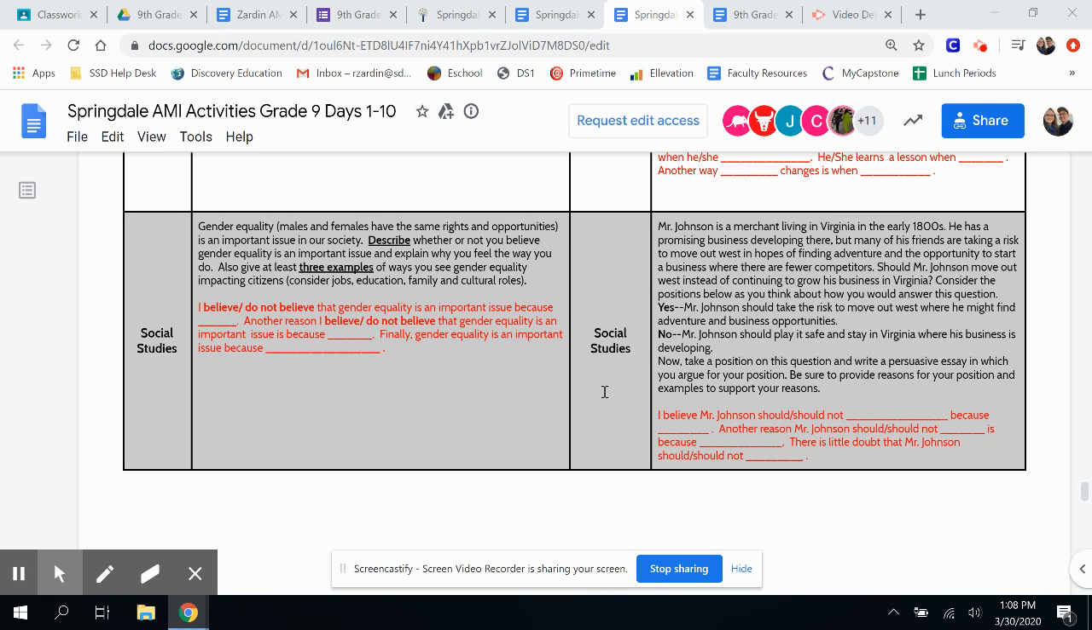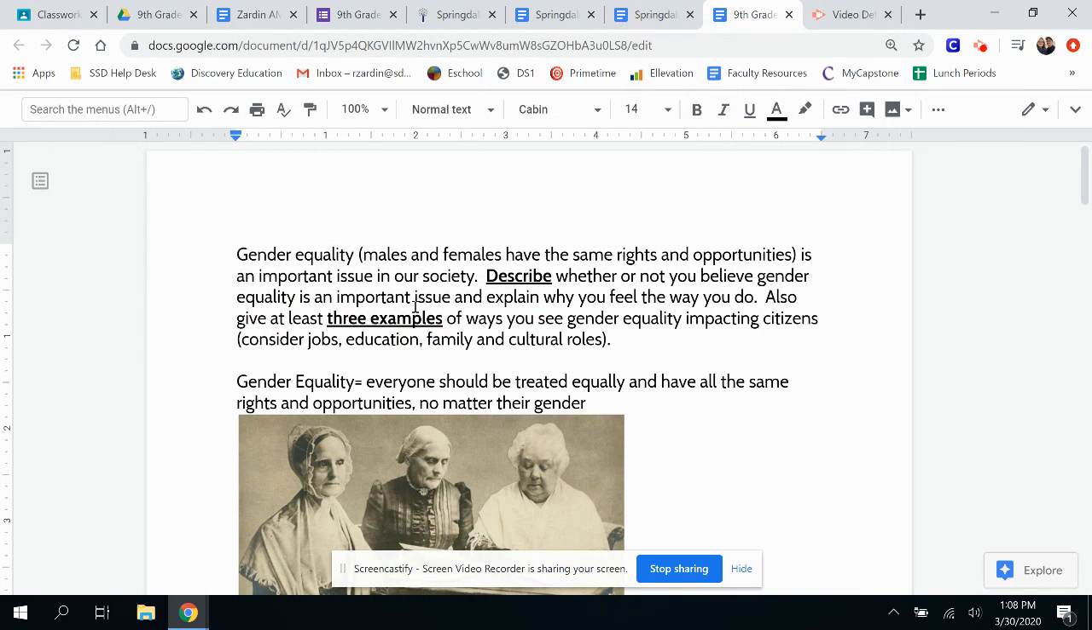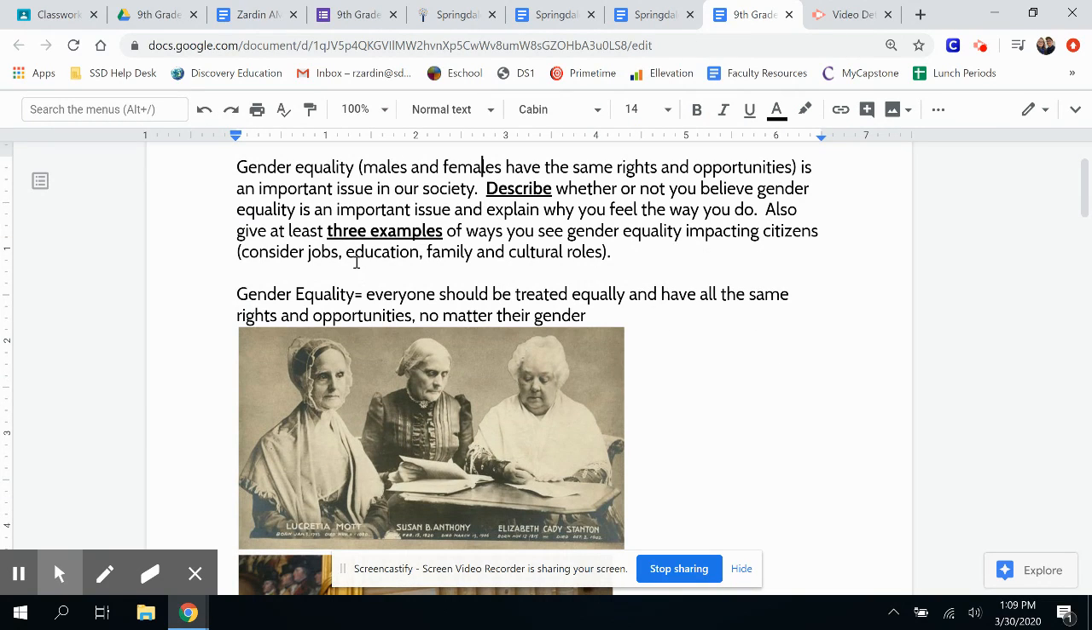I'm here to help you out with your ninth grade AMI activity for day 8 for social studies. Okay, it's this question here about gender equality. But before we start to make a decision about gender equality, let's delve into what gender equality is first. So I've copied the question over here, but let's look at the definition of gender equality first.